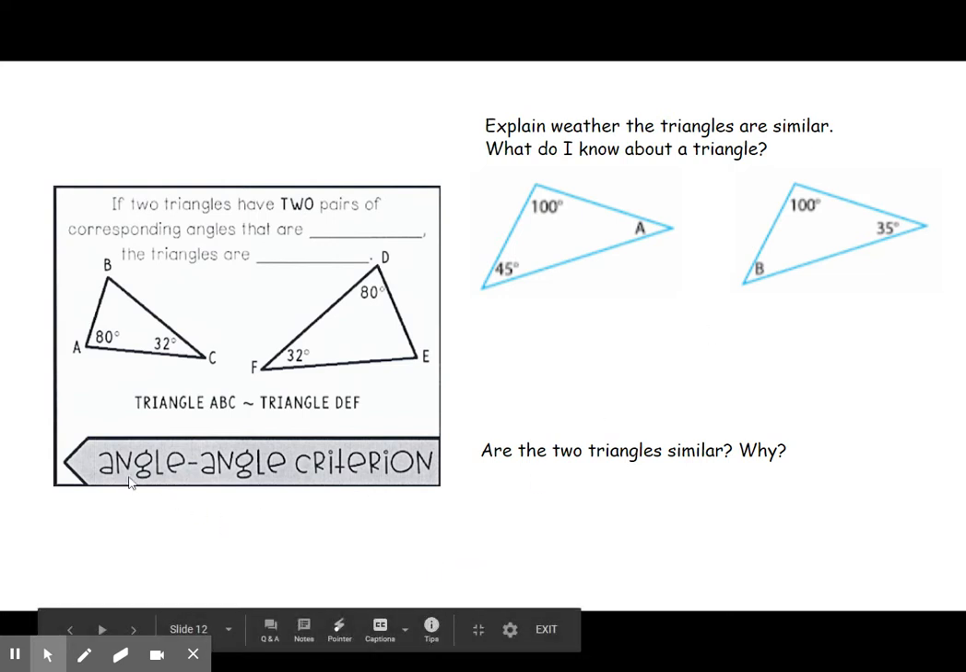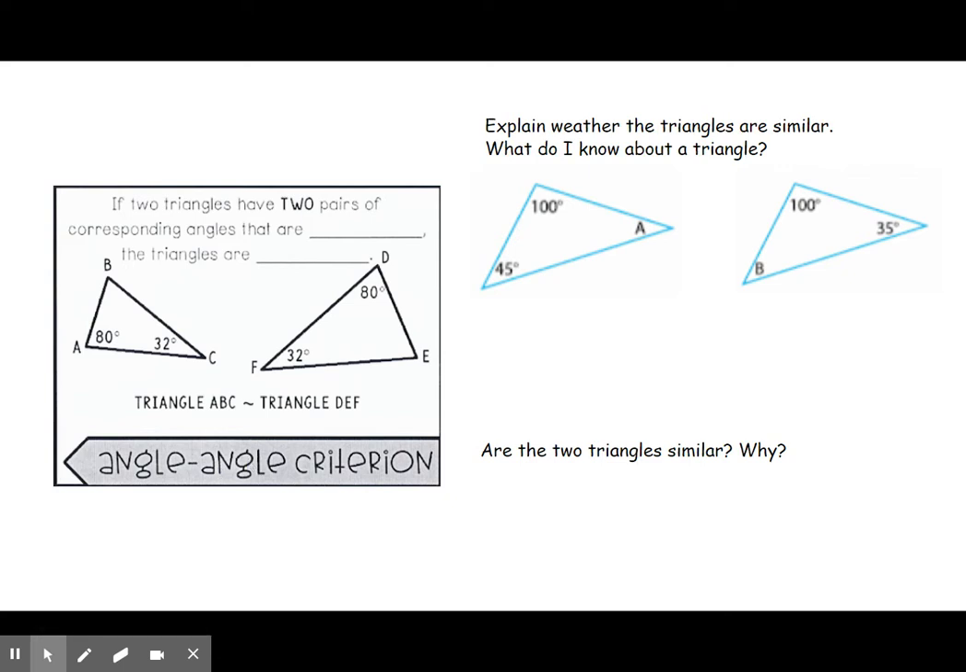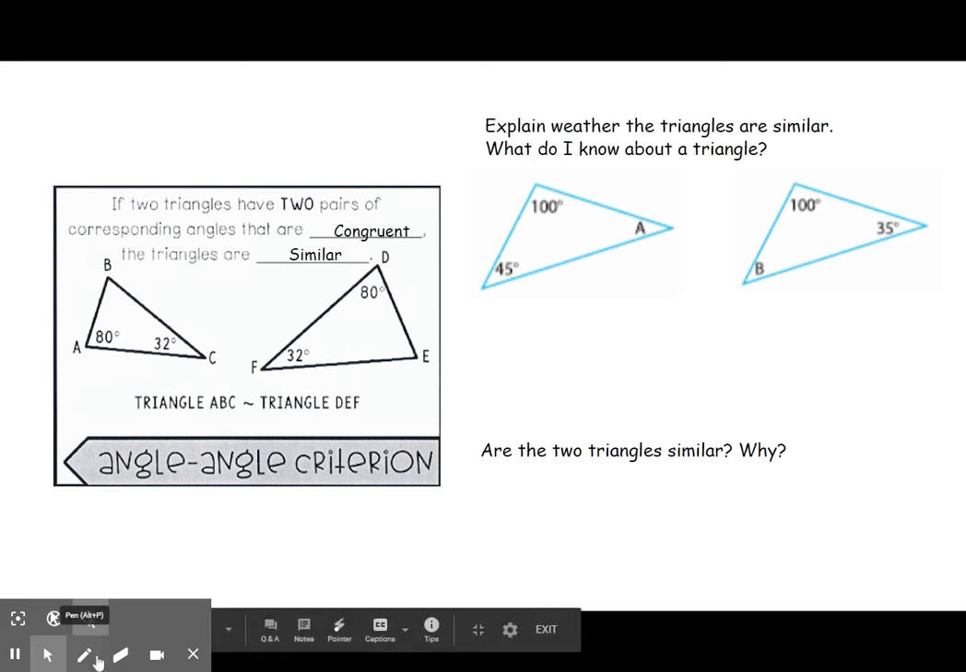So at the bottom, you'll see it says angle criterion. All that means is we are talking about similar triangles. So what does that mean when we say similar triangles? If two triangles have two pairs of corresponding angles that are congruent, remember, that word congruent means equal or same, we call those triangles similar.